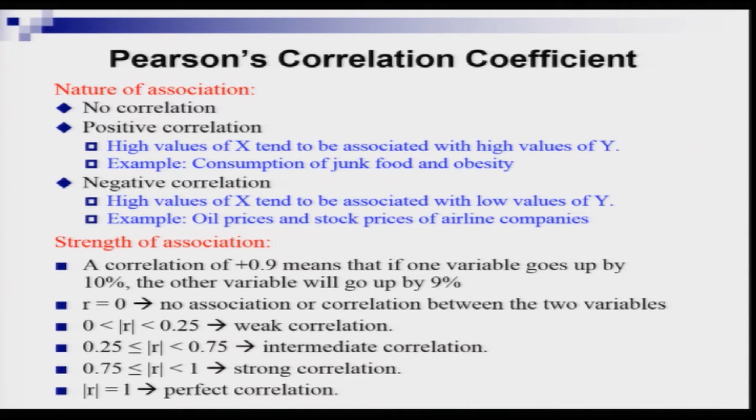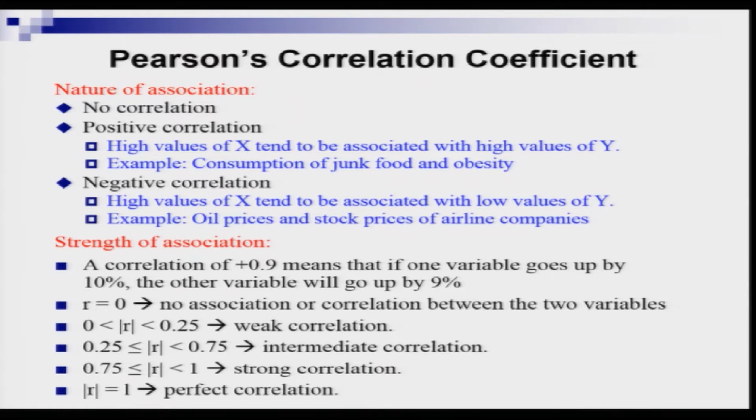Now, there are different sorts of values possible for r. I will start with an extreme case where you find r to be 0. Basically there is no association or correlation between the two variables. If the absolute value of r is somewhere between 0 and 0.25, then you say that you have a weak correlation between two variables. Whether it is a negative or positive relation does not matter, because you are talking about the absolute value of r, but the relationship is weak.